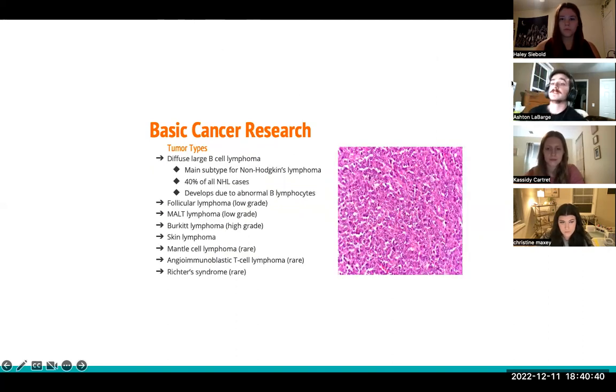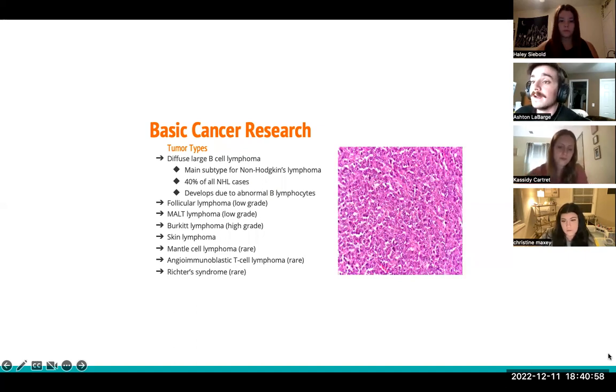There are many different types of tumors that we went through. Our main one is diffuse large B-cell lymphoma. Like I said, it's the main subtype for non-Hodgkin's lymphoma, and it composes 40% of all cases. It usually develops due to abnormal B lymphocytes.